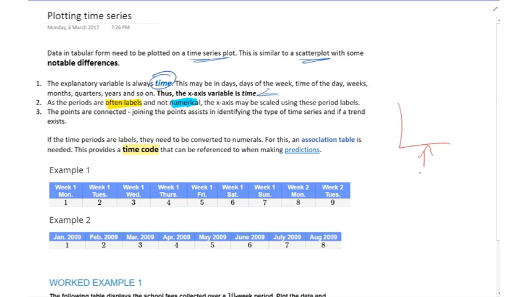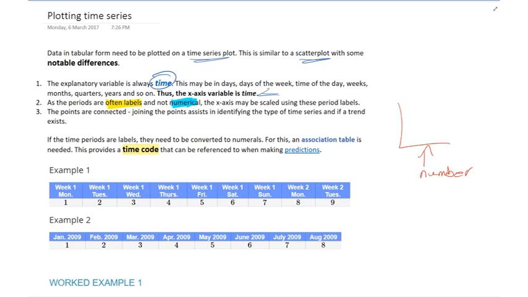This needs to have numbers, that plot there. I can't put week 1, week 2, week 3, week 4 for a month and then week 1 to 4 for another month. It doesn't work like that. So we need to make what we're going to call a time code in a moment. I'll show you. The points are connected, so we can work out, is it seasonal?